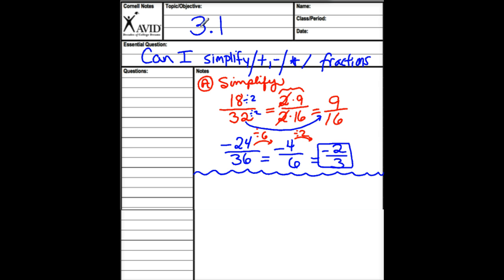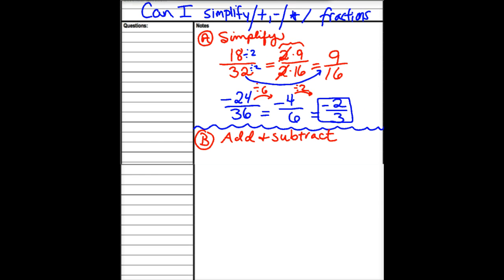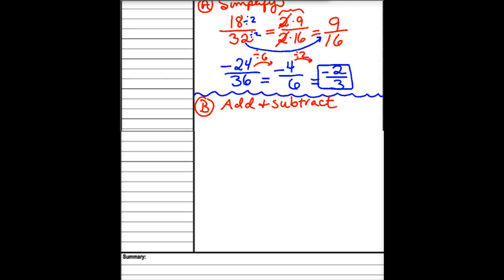Next up is part B, and we're going to review how we add and subtract just basic fractions so that when we get into the algebraic ones, we at least have the process down. Addition and subtraction both require a common denominator. Doesn't have to be the LCD, but it really is best and in your best interest to find the least common denominator. So let's do one addition and one subtraction problem.